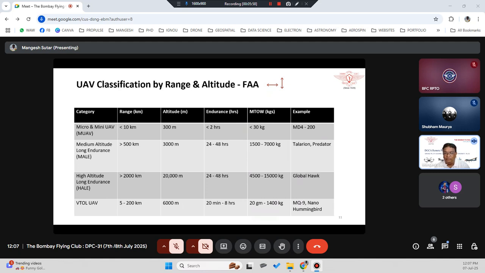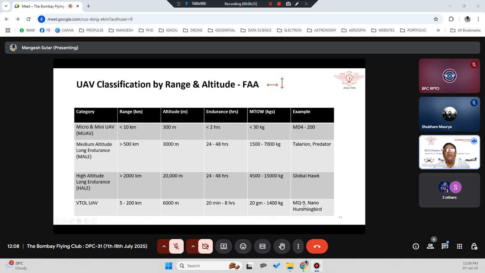So we need to understand where and how we can increase the efficiency of drone usage, and just adding battery is not going to give you better efficiency. Then VTOL UAS, which has a range of 5 to 200 kilometers, altitude of 6,000, endurance from 20 minutes to 8 hours. It can vary from 20 grams to 1400 kgs.